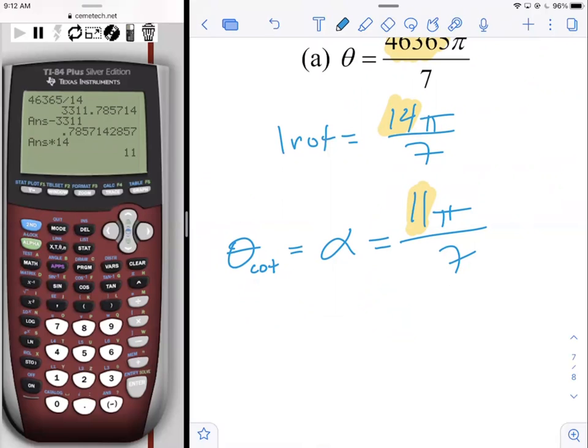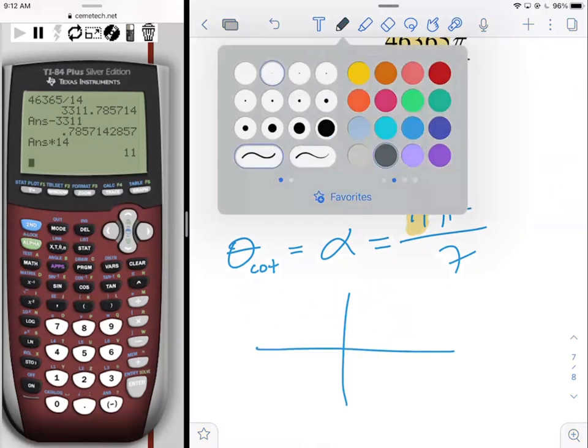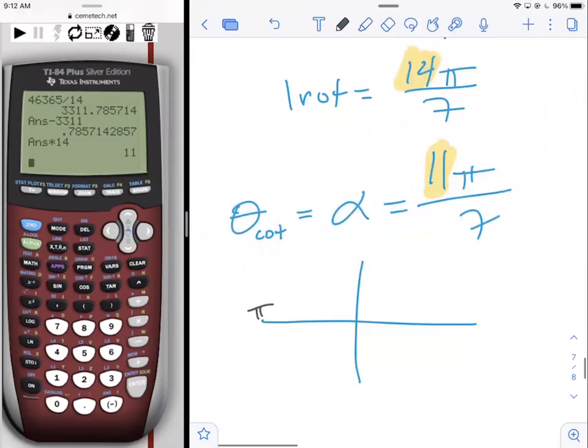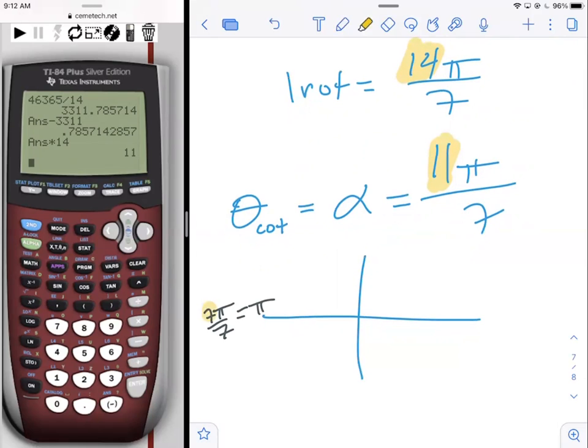Step two, we need to graph it in standard form. So where does 11 pi sevenths live? Well, come over here to pi. That's where you're going to start every time. And just call pi 7 pi sevenths, right? Like we did 36 pi 36. Now, you just take half the numerator. What's half the 7? It's probably better to use a decimal here. 3.5 pi sevenths. That way we can keep it in terms of pi sevenths. Now we have our counting interval.